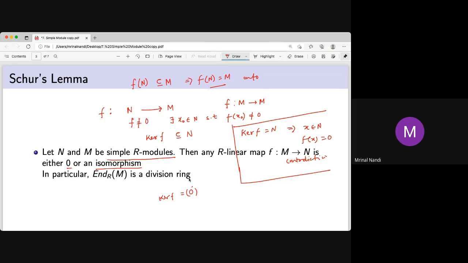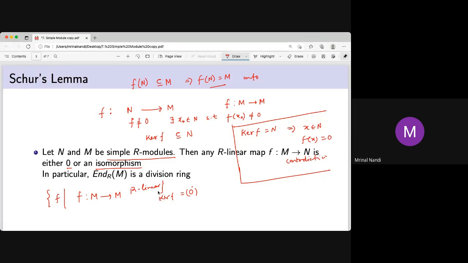Now, what about a division ring? In particular, if M equals N, for endomorphism, both the modules are M, so M is a simple R module. Now, the function is either 0 or an isomorphism. So the collection of all f such that f is R linear contains only the 0 element and all isomorphisms. Now we know this endomorphism is a ring. Clearly it is a ring. We saw in the previous videos that the set of all endomorphisms is a ring, and that is called End(M).